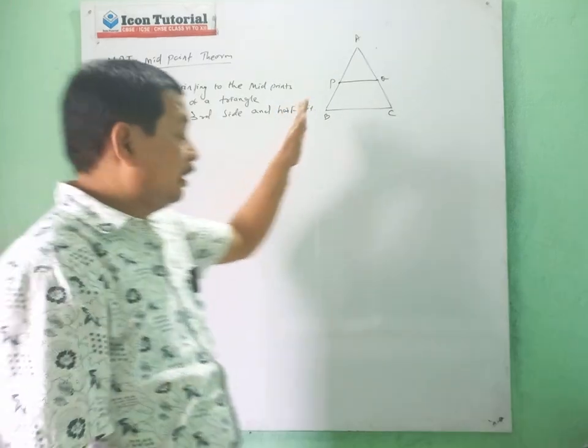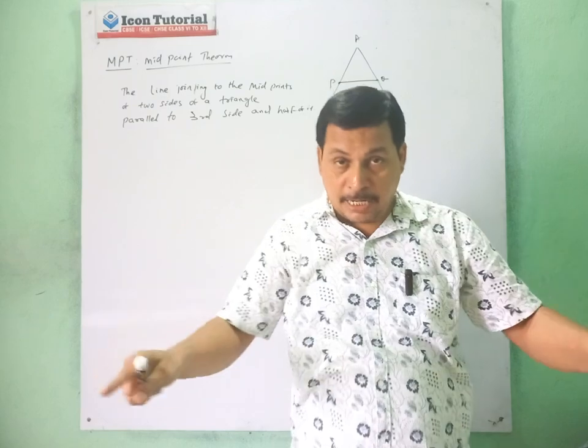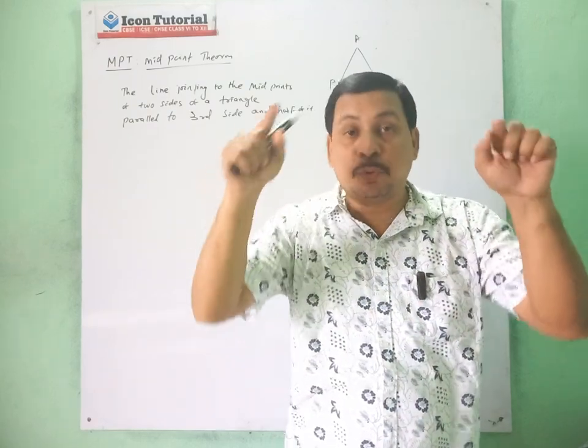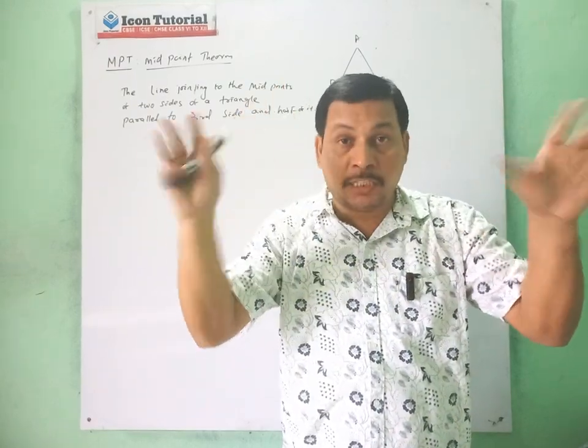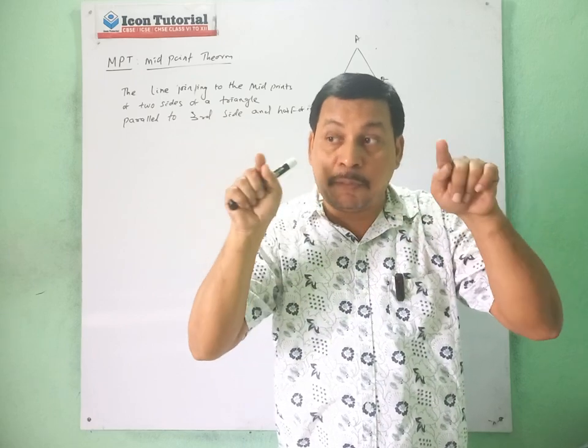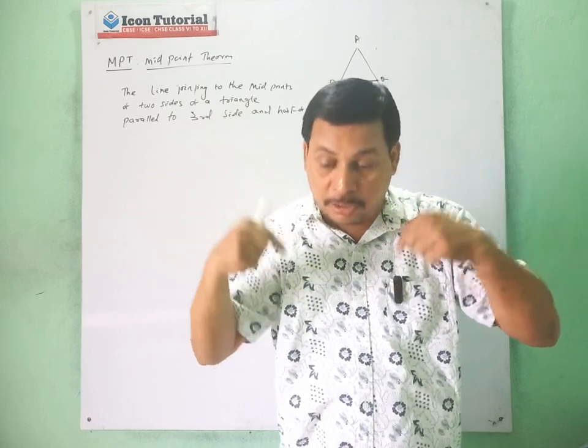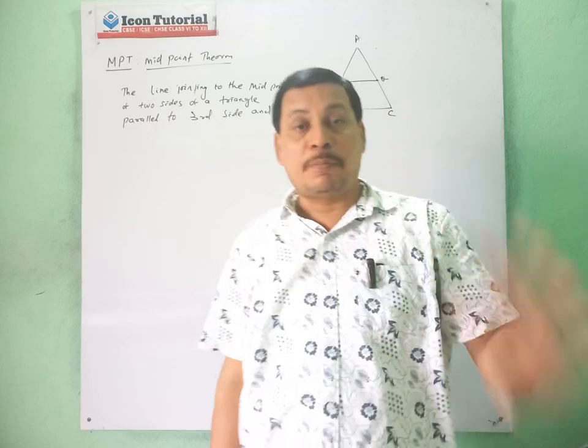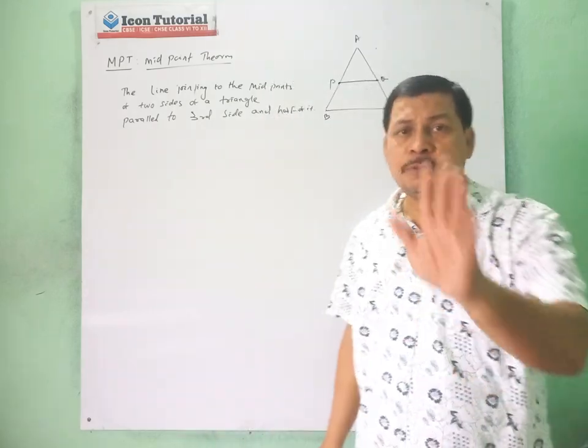So here, look at this. These are the two sides of the triangle. The line joining the midpoints of the two sides is parallel to the third side and half of it. Clear? I hope you understood.